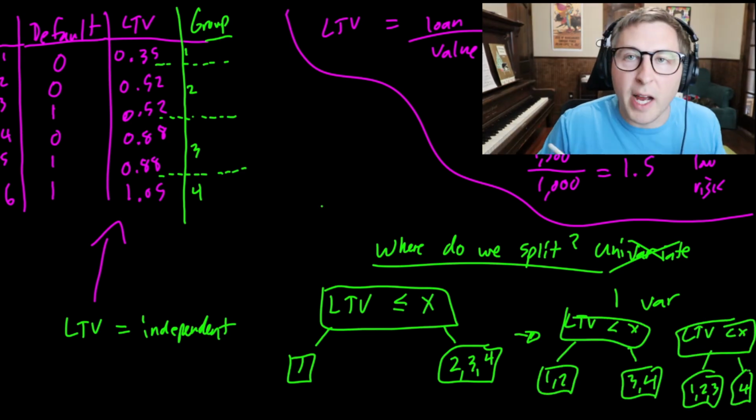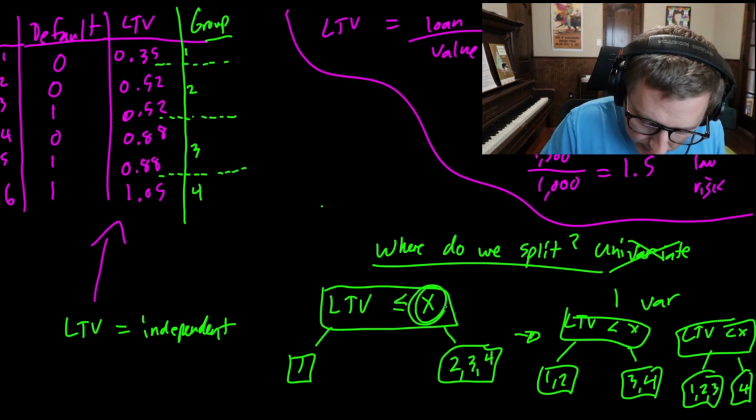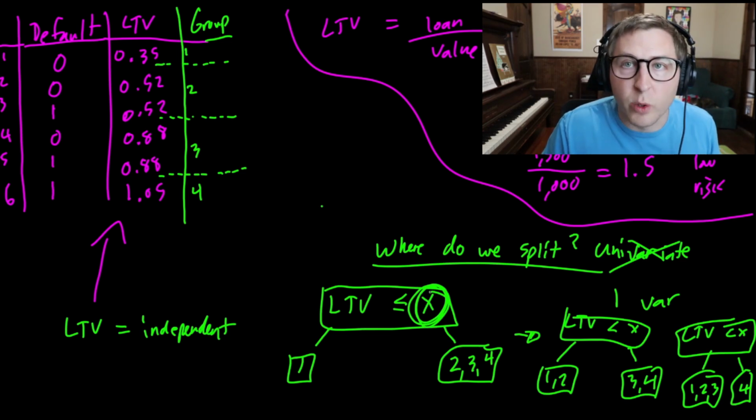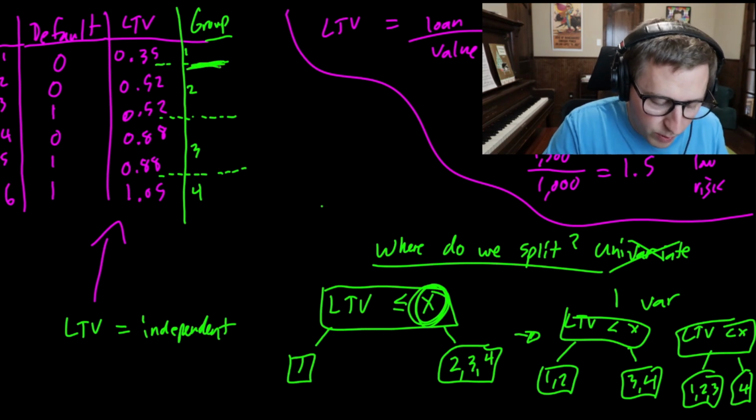All right, so let's figure out how we're going to get these values, right? What is the split here? So when I'm talking about X, like right here, what is that X going to be? What we're going to do for simplicity on this is we're just going to take the average right here between these two groups.